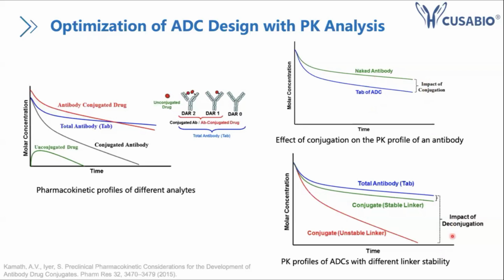And the last one here is about the linker. You see that for the unstable linker, the concentration decreased a lot compared to the stable linker. This type of PK profile can help you to optimize the linker and to assess the stability of the linker. And then from there, you can further optimize the ADC design based on this data. So all in all, this gives you good suggestions, or mimics the PK profiles that you expect to see in vivo.